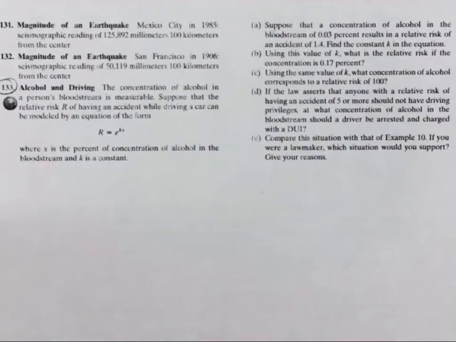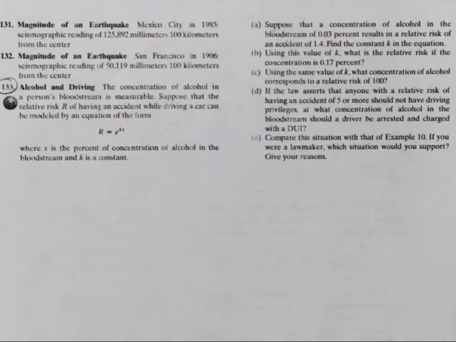133. So it says the concentration of alcohol in a person's bloodstream is measurable. Suppose that the relative risk R of having an accident while driving a car can be modeled by an equation of the form R equals e to the kx, where x is the percent of concentration of alcohol in the bloodstream and k is a constant.